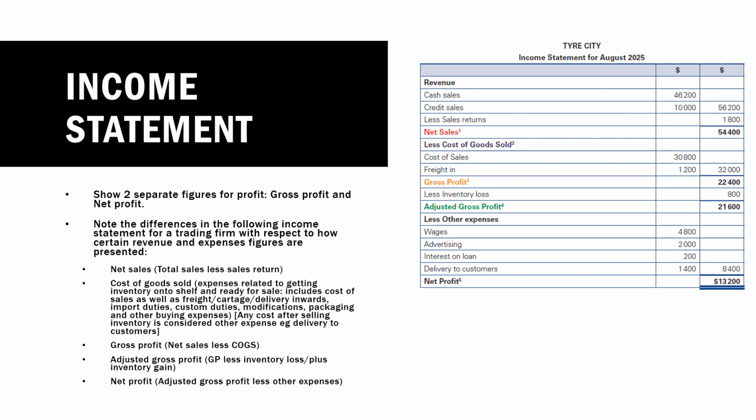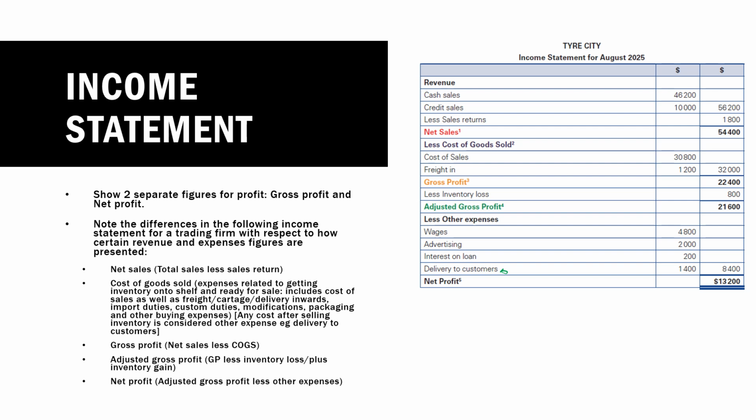It includes cost of sales as well as freight, any cartage, any delivery inwards that you've paid, any import duties, any customs duties, any modifications you've had to make, any packaging, other buying expenses. But remember, any cost after selling the inventory is considered other expense. So it's going to be in a different category of the income statement, like delivery to customers.